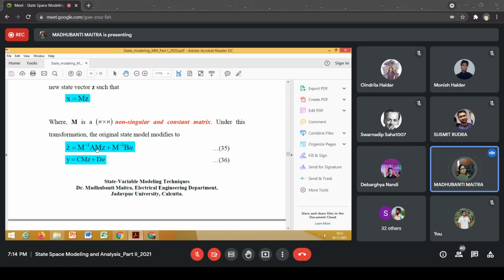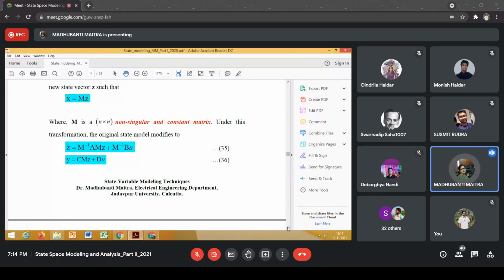In other words, we'll have to find out a matrix M such that M inverse AM, this operation will result in a matrix having a dimension n by n, and the matrix will be a diagonal matrix. Clear? Then our purpose will be served. Clear, ma'am.